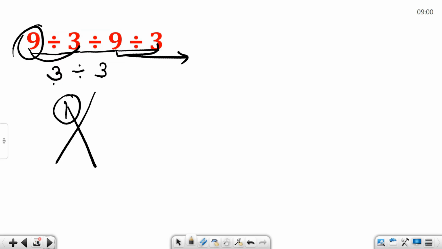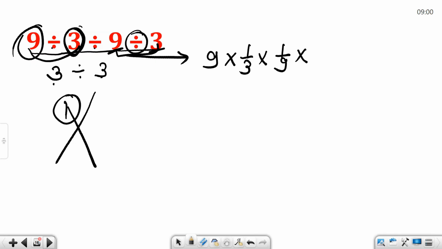First, write the number 9 as it is, change the division to multiplication, and then reverse the next number, so it becomes 1 over 3. We'll convert the division to multiplication, transform the 9 into the fraction 1 over 9, then again convert the division to multiplication, and transform the 3 into the fraction 1 over 3. 9 cancels out with 9.